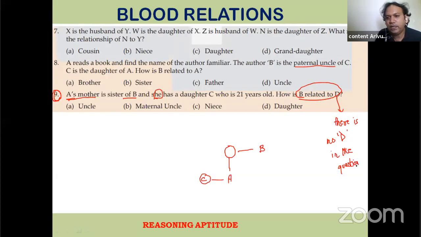There is no D in the question. Okay, so the question will be wrong. If the question was how is B related to C, then also we could not have told the answer because we don't know the gender of B.